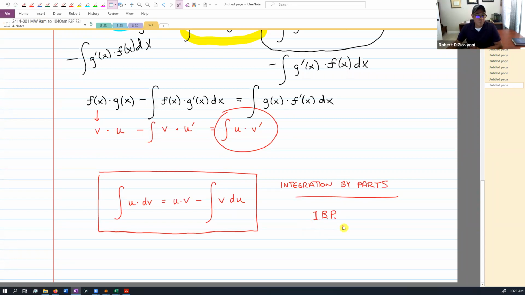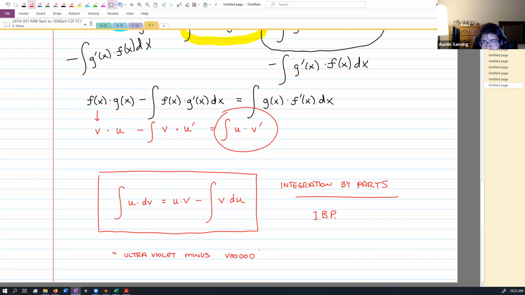Now there's a cute little clever way to remember this formula. This was told to me many years ago when I first learned it. It's this little saying: ultraviolet minus voodoo. Is that how you spell voodoo? Two O's, right? Voodoo. Ultraviolet minus voodoo. Okay, so look at this formula.